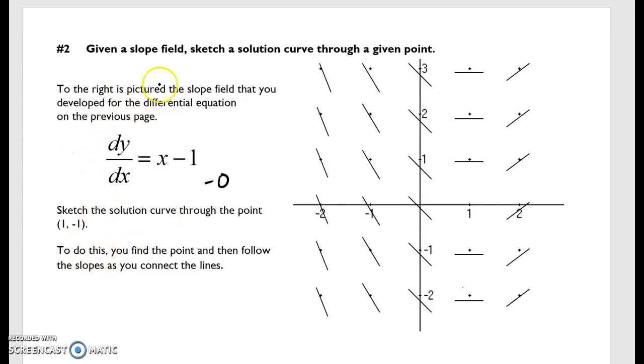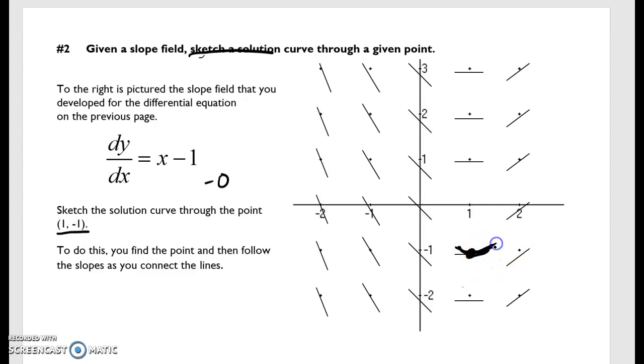So what this is asking us to do is, given a slope field, sketch a solution curve through the given point. So our point is 1, -1. And so we're going to go to that point, our initial condition. We're going to draw a point right there. So we know for sure that that point is on our solution curve. And so what we need to do is draw the rest of the solution curve. And so I'm essentially just going to use these little slope lines to help guide me for the graph. So right here, my slope is going to be 0. So I know I have a horizontal tangent here.